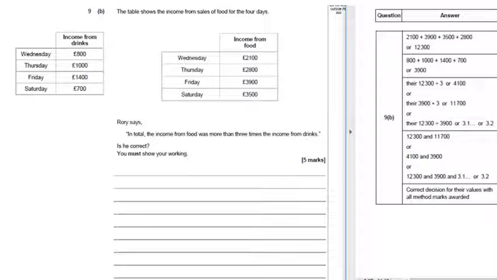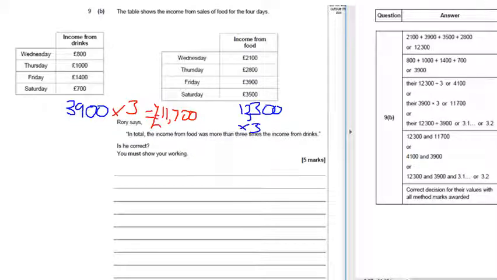So if I add these up, I get 3900 from the food one, 12300. So he's saying it's 3 times. So if I times this one by 3, I get 11700. I'm missing pound signs off. Don't know why. It's on the piece of paper I'm copying from. So the total income from food was more than 3 times the income from drink. Yes. I'll show you working out, and you must make your decision as well.